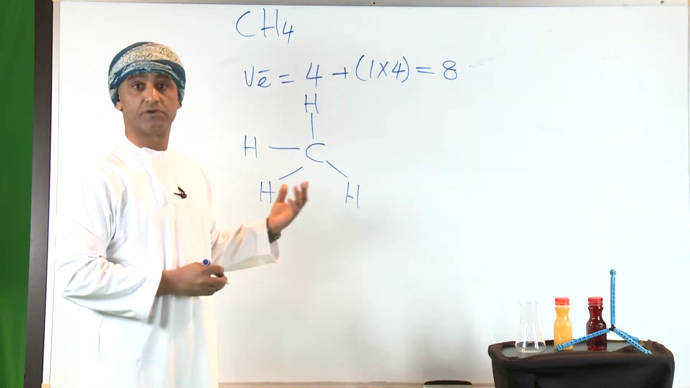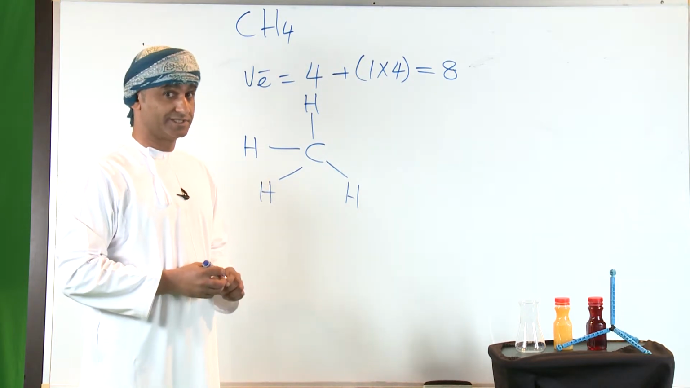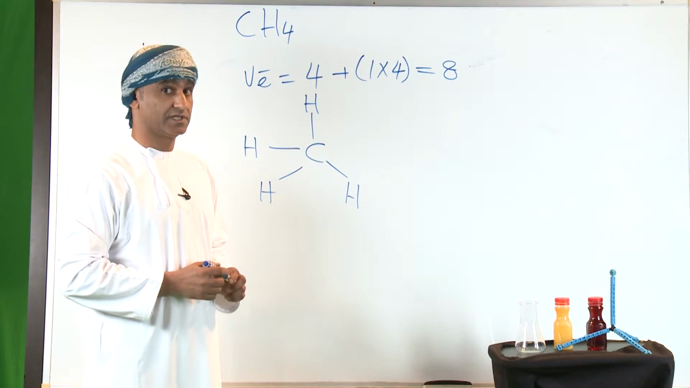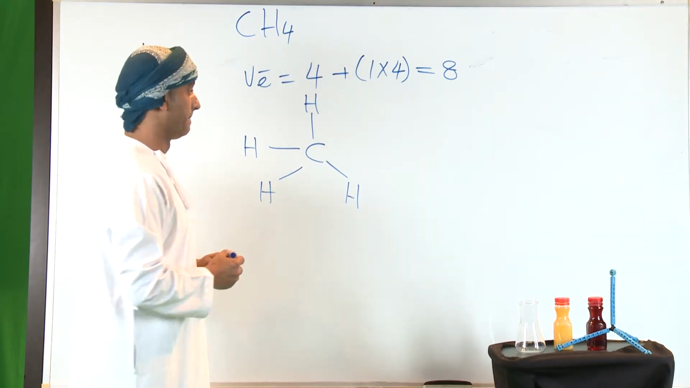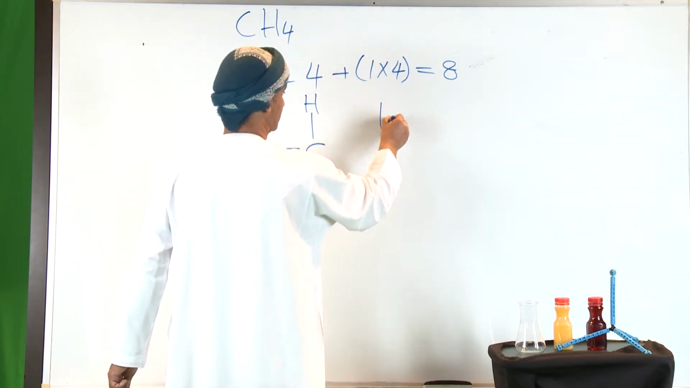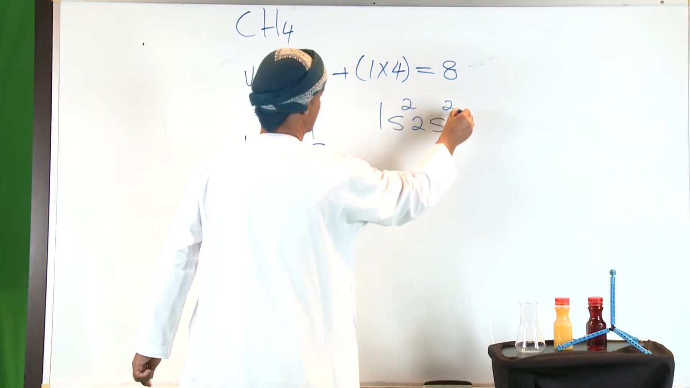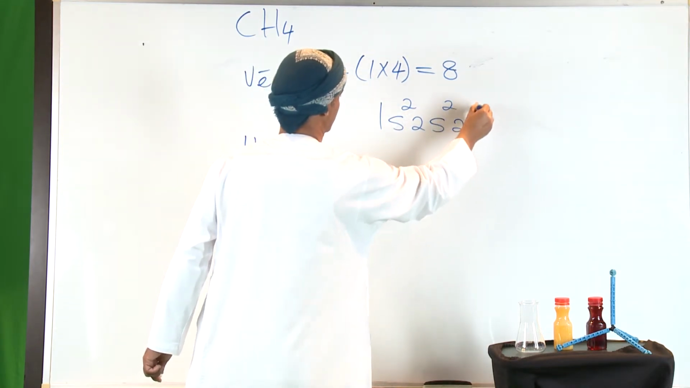we need to recall the electronic configuration of carbon. Again, remember, carbon is in group 4A. The number of valence electrons in this case is 4. Okay, so this is the electronic configuration of carbon. It's 1s2, 2s2, 2p2.